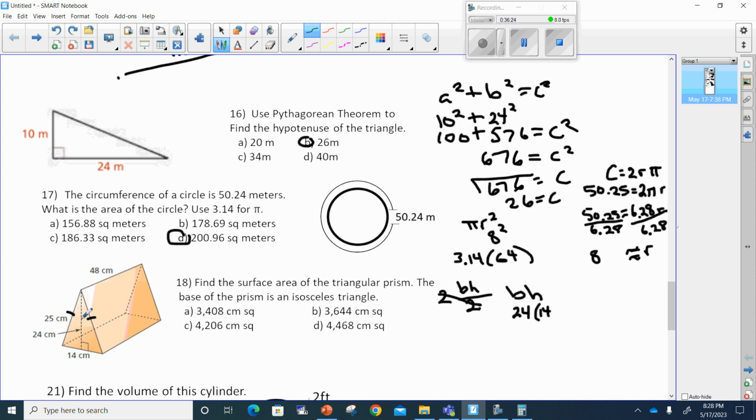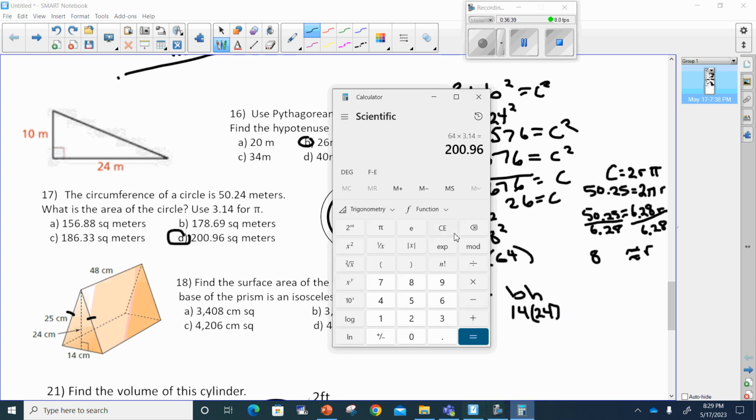And really, I should have put that the other way around. Apologize for that. 14 was the base and 24 was the height. Don't want to confuse anybody. And if we multiply them together, 14 times 24, that gives us 336.